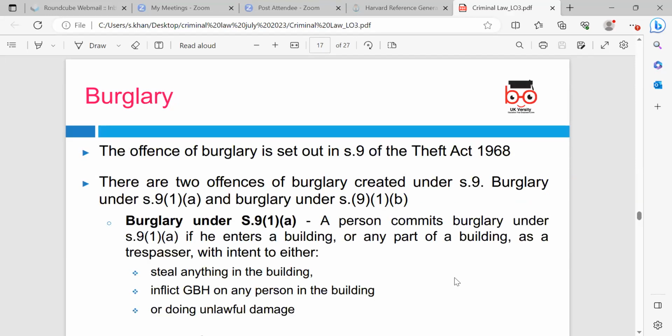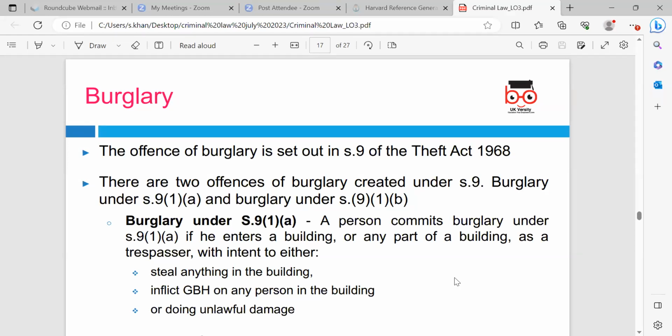Now we'll go on to burglary. The offence of burglary is set out in Section 9 of the Theft Act 1968. Burglary is an offence which can be tried either way, that is either in the magistrates' courts, summarily, or in the Crown Court on indictment, depending on how serious the case is.